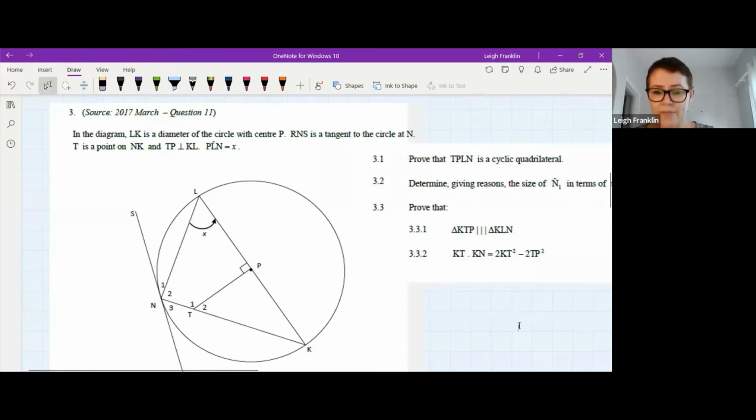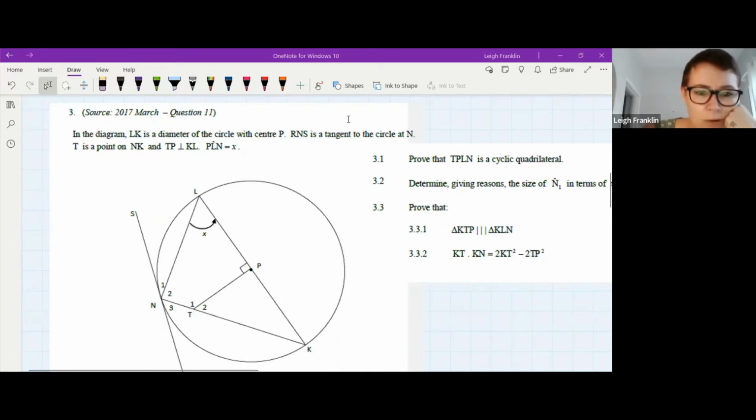So before we dive in and start talking about how we're going to prove that this quad is cyclic, let's just read the information, and then we can talk about what that means on the diagram, and then we can try and get some ideas on how we're going to prove that TPLN is cyclic. Hopefully this is big enough and everybody can see.